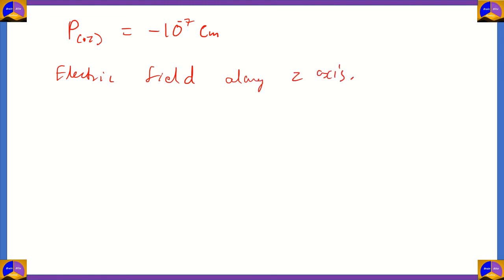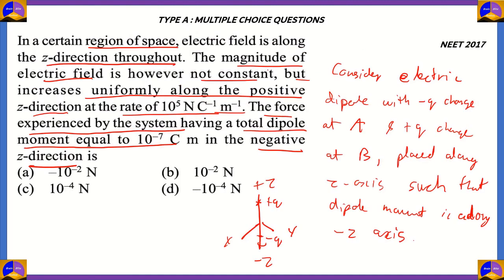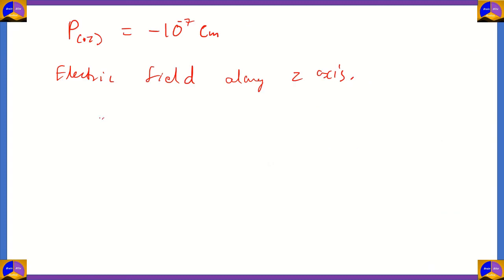So if you look at the question, it says that the magnitude of electric field is not constant, but it increases uniformly along the positive z direction at the rate of 10 raised to 5 Newton per Coulomb meter. So basically what it says is that dE by dZ is equal to 10 raised to 5 Newton per Coulomb meter.